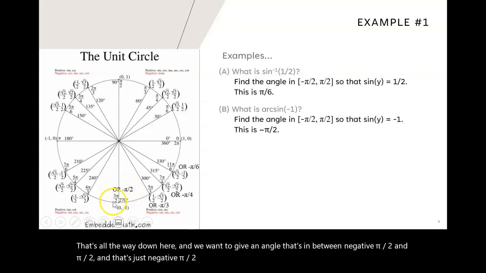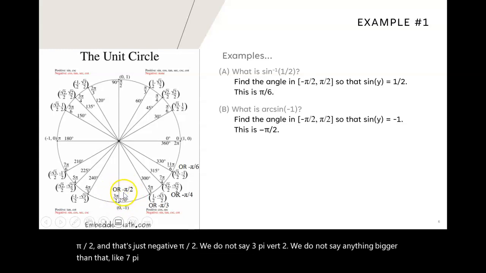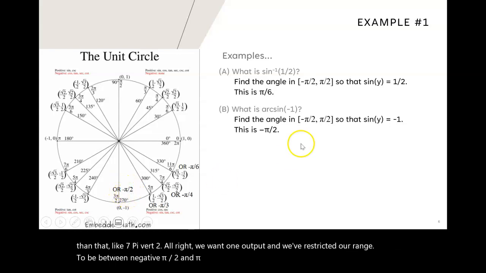We do not say 3π/2. We do not say anything bigger than that, like 7π/2. All right, we want one output, and we've restricted our range to be between -π/2 and π/2, so we give this answer right here of -π/2. That's it. No other answer.